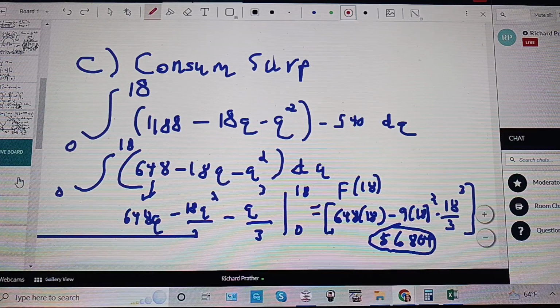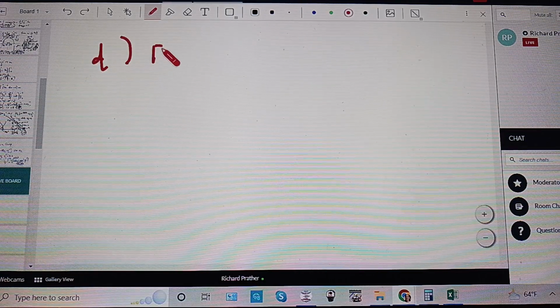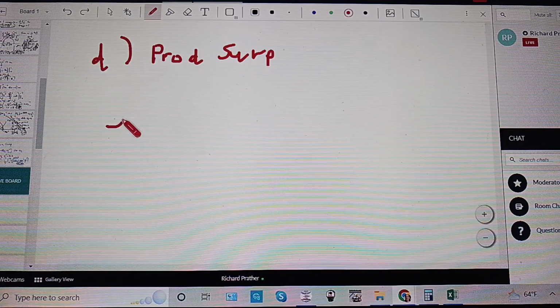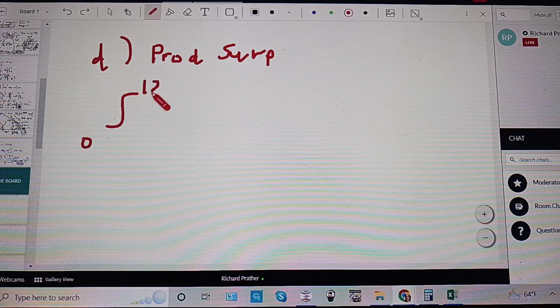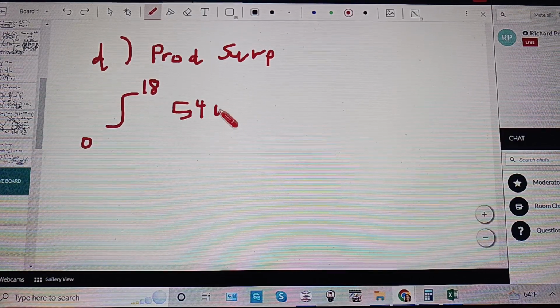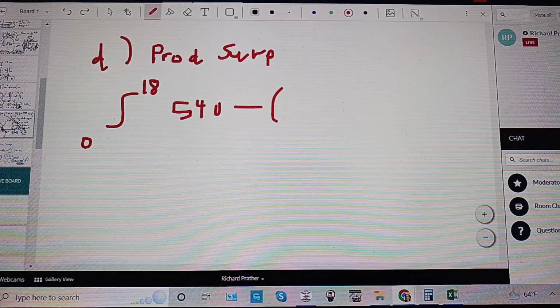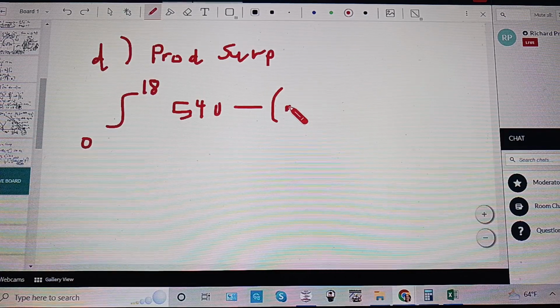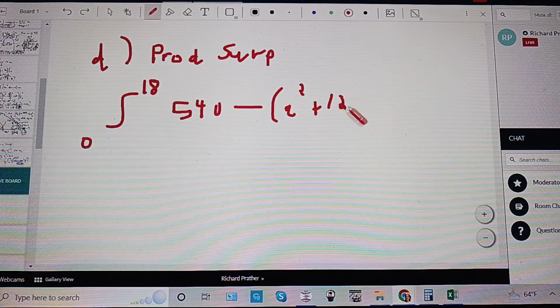So then part D is the producer's surplus, which is also going to be a 0 to 18 range. But now you're going to do the horizontal 540 minus the supply curve, because the horizontal 540, that's above the supply curve. This is area between two curves, so you have to do the above one minus the below one. The supply curve is Q squared plus 12Q. But that one's getting subtracted.